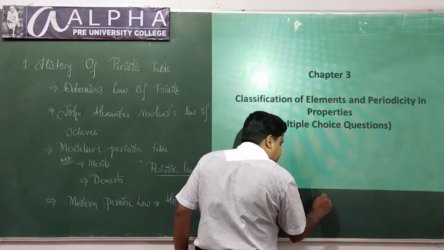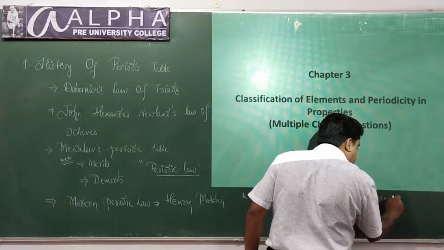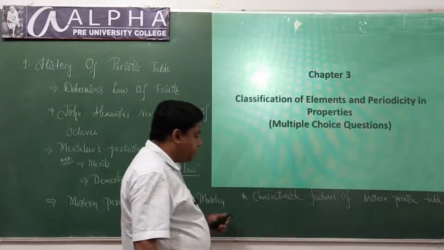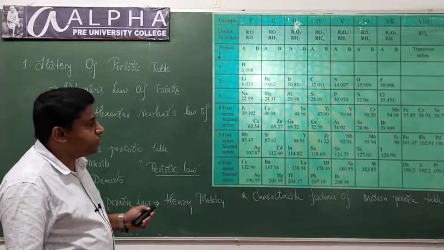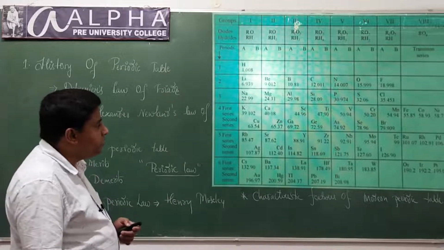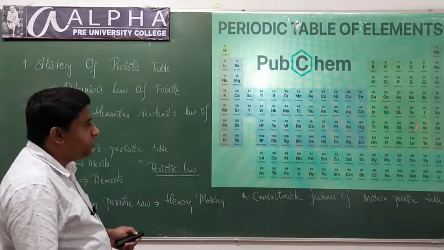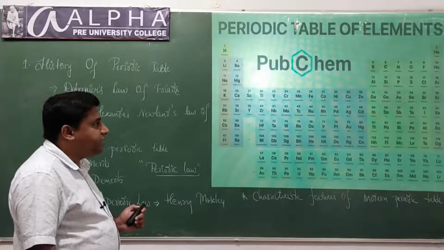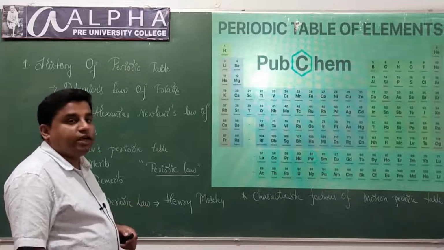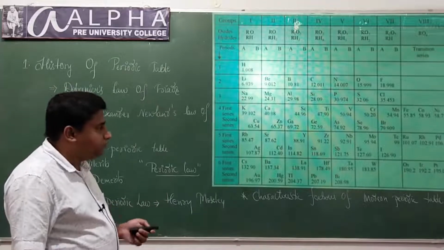After this, please understand the characteristic features of the modern periodic table. Look here, this is Mendeleev's periodic table. I'll explain its different features when I solve the multiple choice questions on Mendeleev's periodic table. Don't worry. After this is the modern periodic table, wherein the elements are arranged in increasing order of atomic number. We'll go ahead with Mendeleev's later.